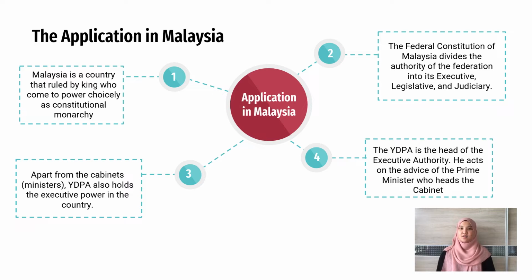Malaysia is a country that is ruled by a king who comes to power by election, as a constitutional monarchy. The Federal Constitution of Malaysia divides the authority of the Federation into its executive, legislative and judiciary authority. Apart from the cabinet, i.e. ministers, the YDPA also holds the executive power in the country. The Yang di-Pertuan Agong or YDPA is the head of the executive authority. However, he acts on the advice of the Prime Minister who heads the cabinet, only on certain matters. Hence, the Prime Minister is the chief executive and the head of the government.